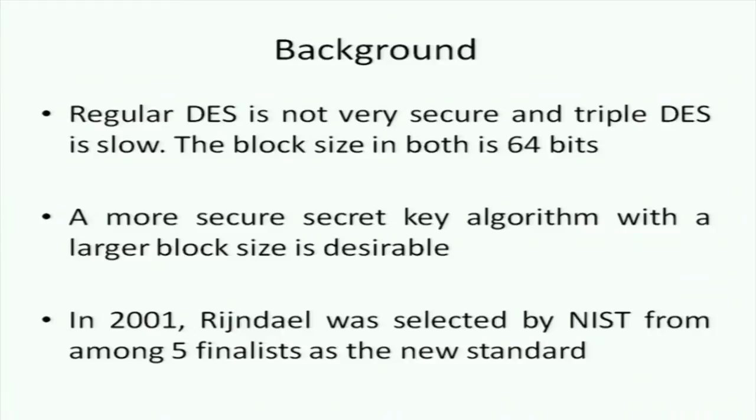So this is the background we talked about before. There was DES and then there was triple DES, and they were found to be insecure, so a substitute had to be found, and the substitute was in the form of AES after a grueling competition. So the big procedure to find a substitute for DES, and finally AES was selected.